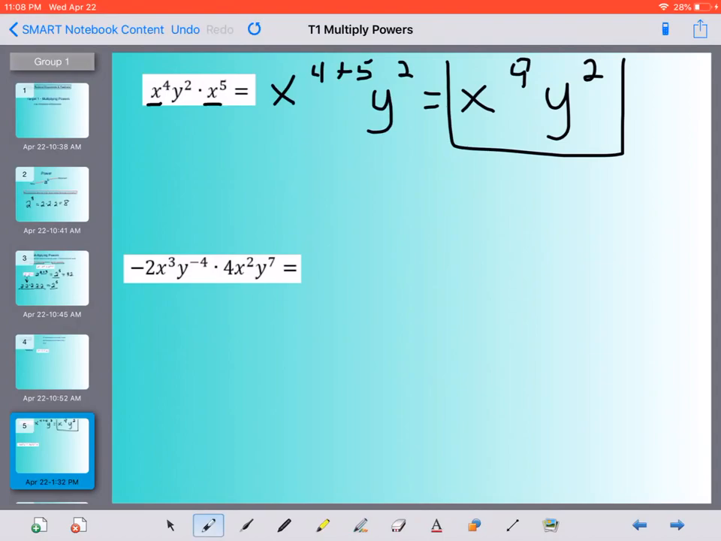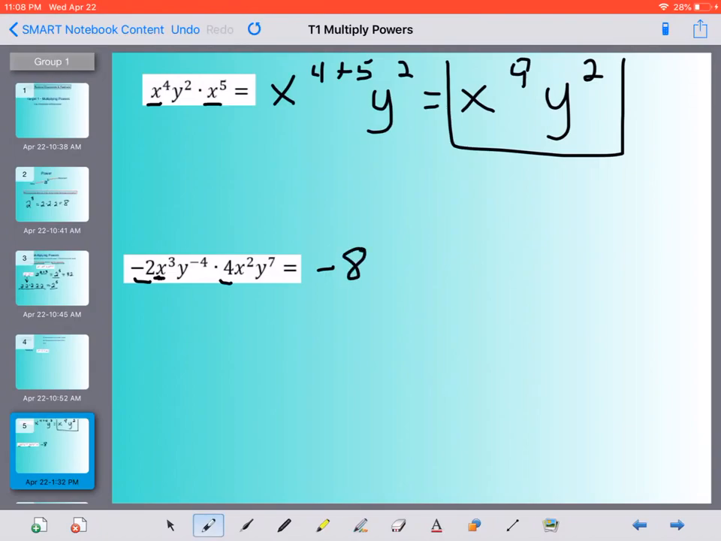This next example, negative 2x to the 3rd y to the negative 4th times 4x squared y to the 7th. Let's start with the coefficients, negative 2 and 4. You're going to multiply those like you normally would because they do not have exponents other than 1. So you'd have negative 2 times 4, which is negative 8.